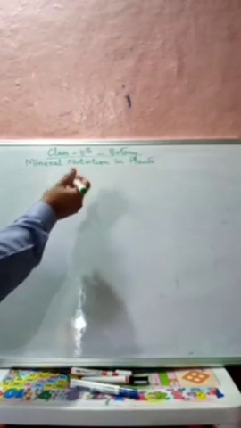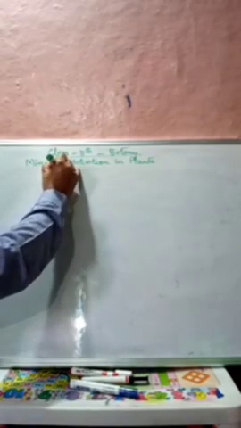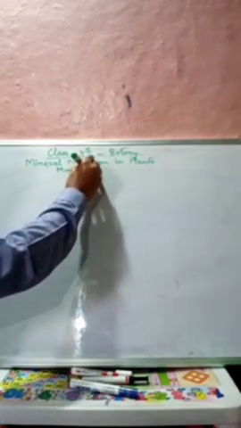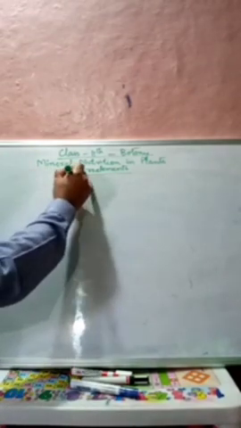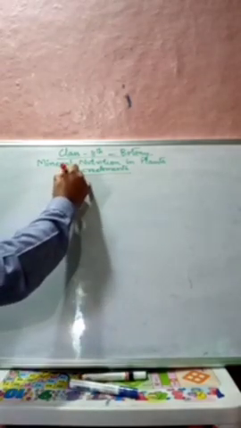In continuation to our last topic, mineral nutrition in plants. We are discussing these macro elements. These are those elements which are needed by the plants in large quantities. We have discussed three: nitrogen, potassium, and phosphorus. Today we are discussing one more element, that is calcium.